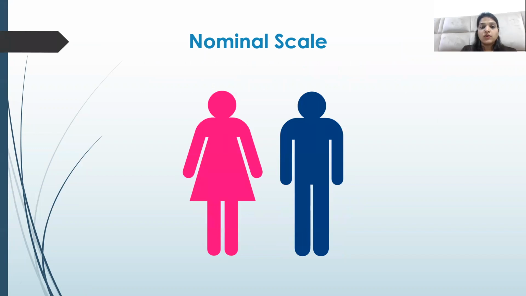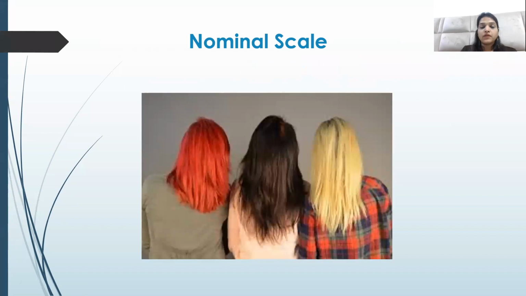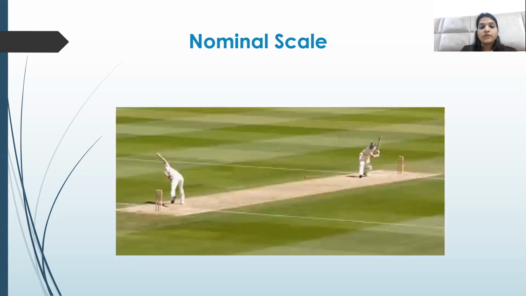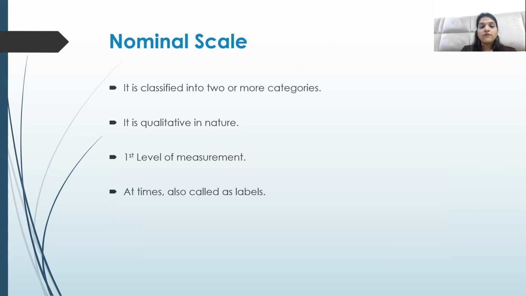If I ask you what you see in this picture, you will say a picture denoting female and male. If I ask you what you see in this picture, you will say three hair colors. If I ask you, do you play cricket? Your answer will be either yes or no. There will be nothing like maybe. So, this is my first level of measurement.